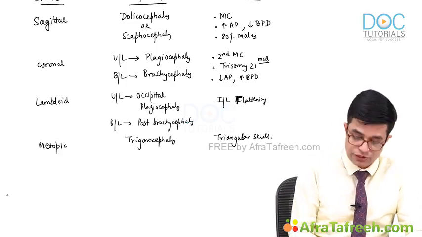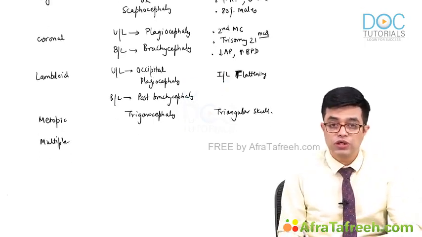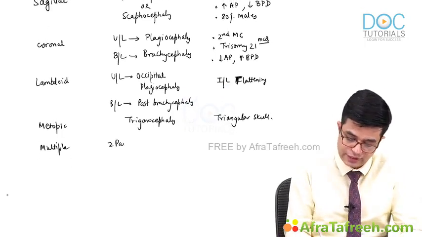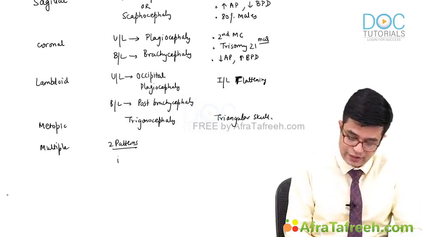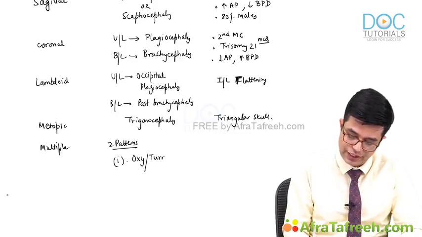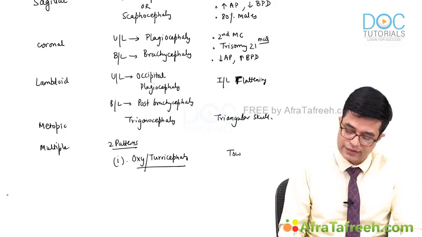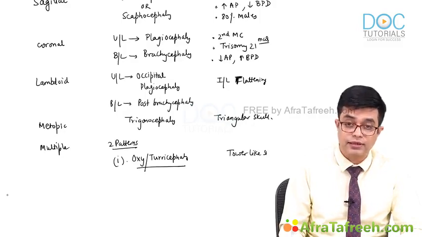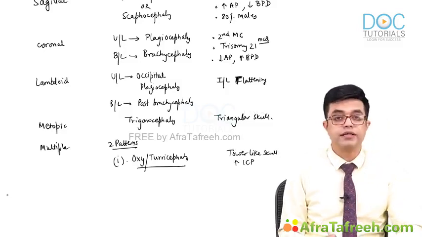Then we have multiple suture involvements. When multiple sutures are involved, either of two patterns can be seen. The first pattern is oxycephaly, also called turricephaly. This is also called tower-like skull, elongated tower-like skull. These are the patients who have raised intracranial pressure.